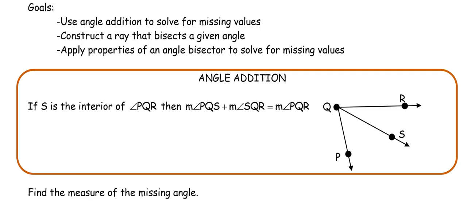This video is about using angle addition to solve for missing values, construct a ray to bisect a given angle, and apply the properties of angle bisectors to solve for missing values. So first, let's review what angle addition is.